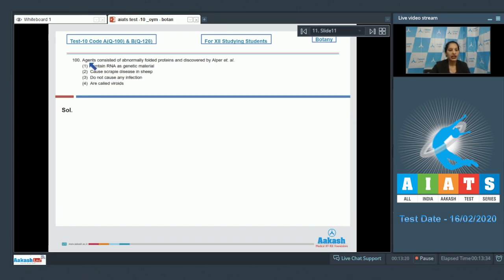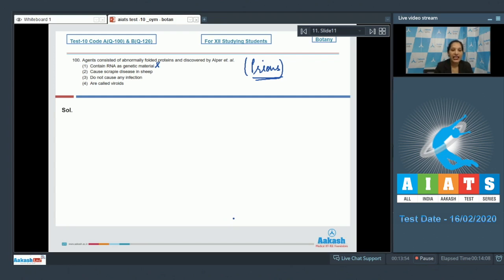Question number 100. Agents consisted of abnormally folded proteins and discovered by Alper et al. What are these agents? These agents are prions, because prions are abnormally folded proteins, or you can say they are infectious proteinaceous particles which were discovered by Alper et al. Now, do they contain RNA as genetic material? No, they are just proteinaceous particles. They do not have RNA or any kind of genetic material.